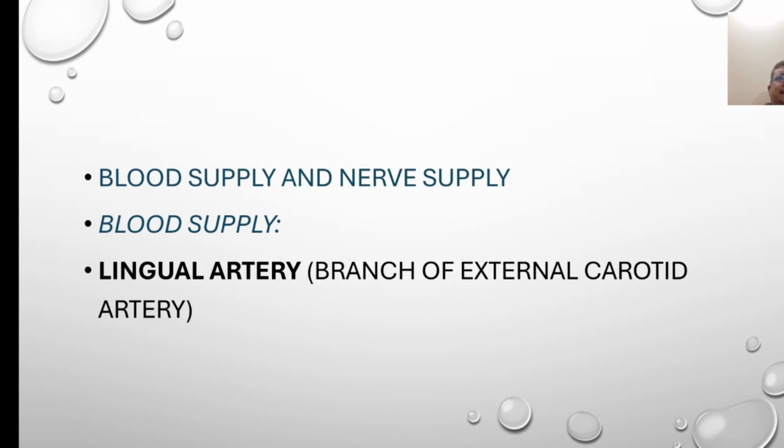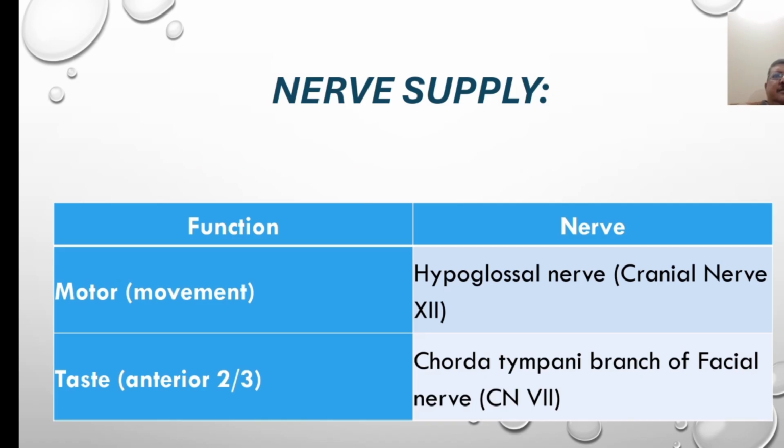Blood supply and nerve supply. Blood supply, lingual artery, branch of external carotid artery. Nerve supply, that is motor movement, hypoglossal nerve, cranial nerve, that is 12th. Then taste, anterior 2/3, that is chorda tympani branch of facial nerve, that is cranial nerve 7.